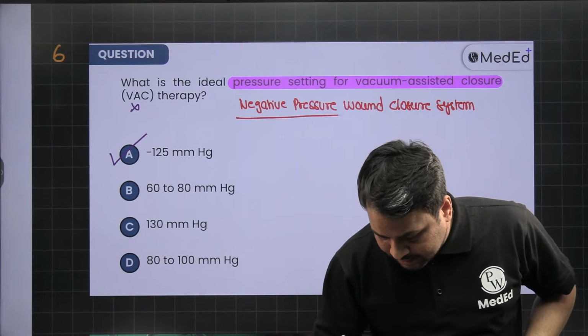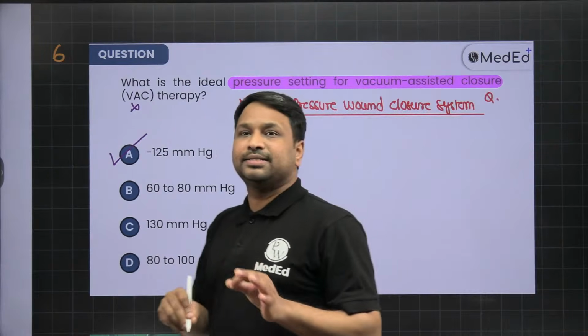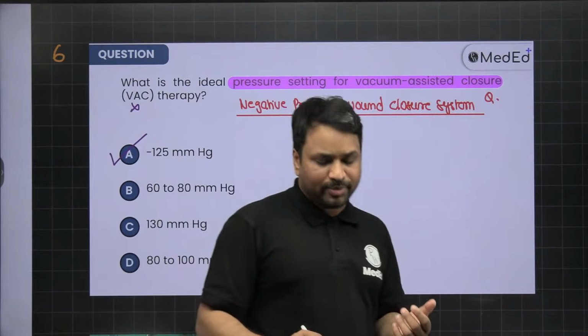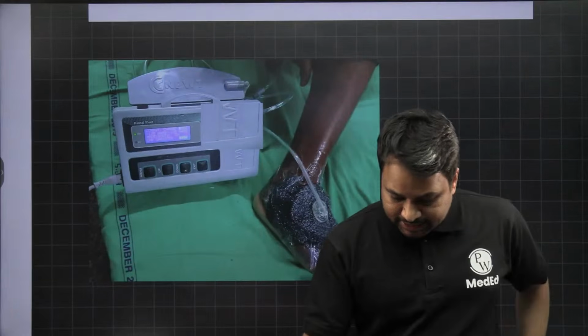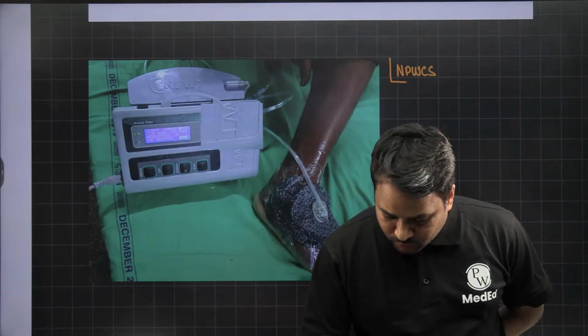This is called the negative pressure wound closure system, right? So VAC is an obsolete term. Now we call it the negative pressure wound closure system. And this is the image of NPWCS, negative pressure wound closure system.